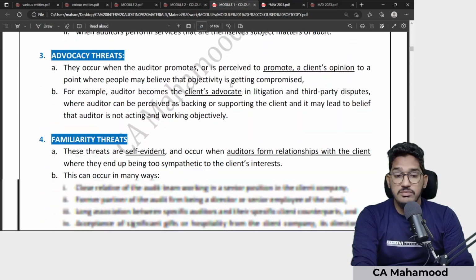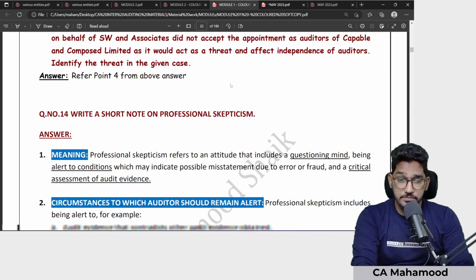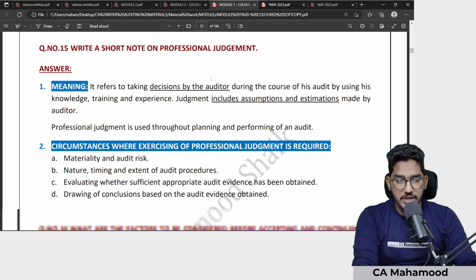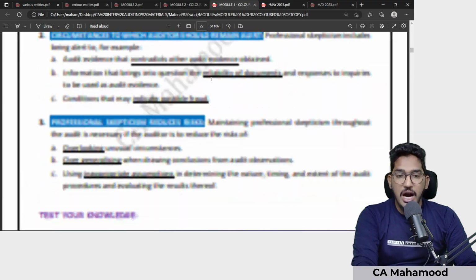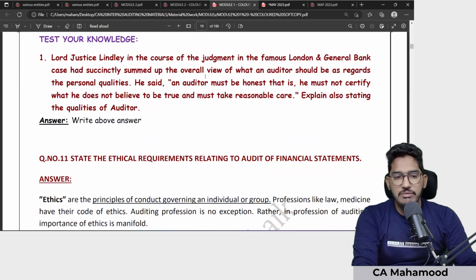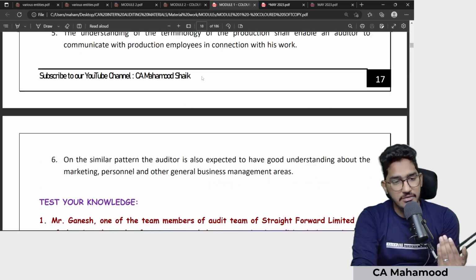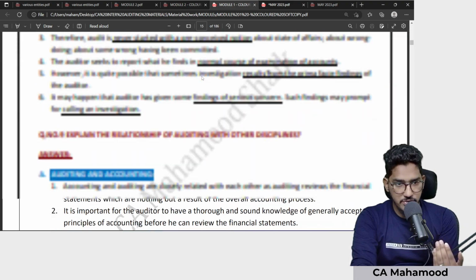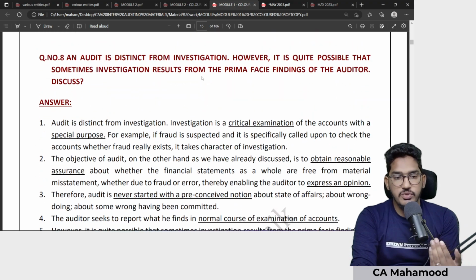Nothing but how investigation is different from audit. Audit and investigation both are different actually. So they are asking you to explain how audit and investigation differ from each other. So a few points if I have to quickly revise how audit and investigation differ from each other. Just let me show you that question once, then we will proceed further. Yeah, this is the question I am talking about.